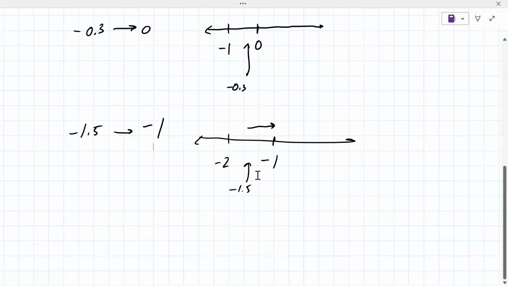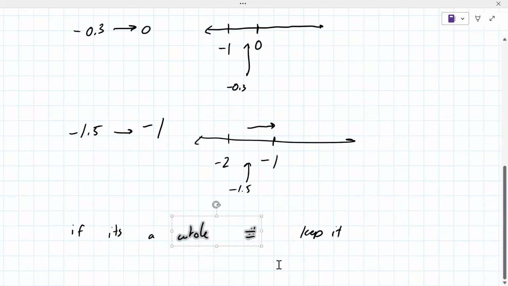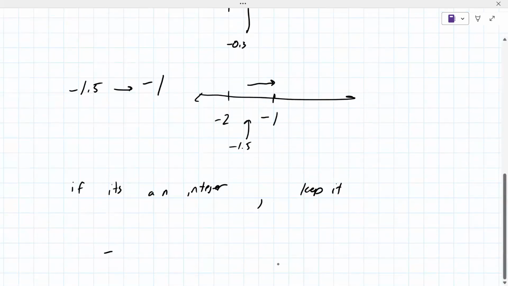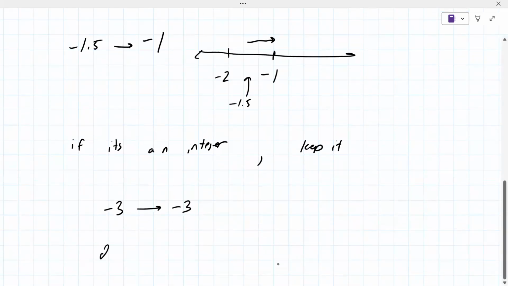Okay. Now, if it's an integer, you keep it. So for example, -3 becomes -3. 215 becomes 215. Okay. Is that all right? Yeah.